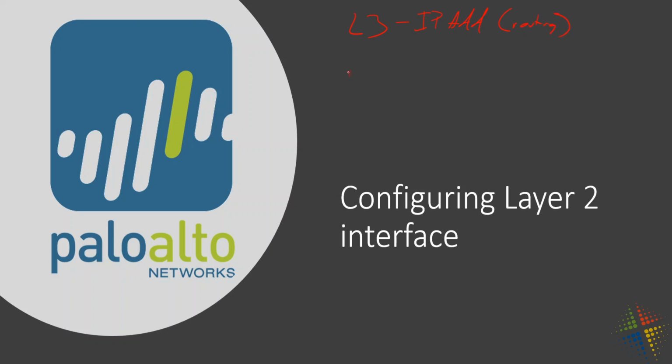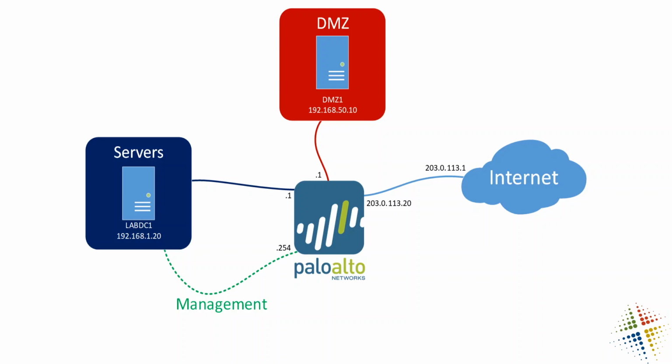In this case, with a layer 2 device, instead of an IP address, we have a MAC address, or media access control address, which allows us to do switching as well as work with VLANs. So let's look to see how we might do that in our configuration.